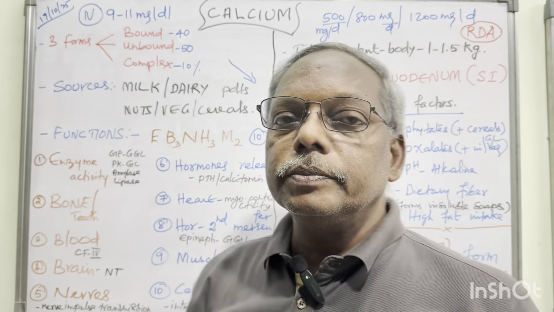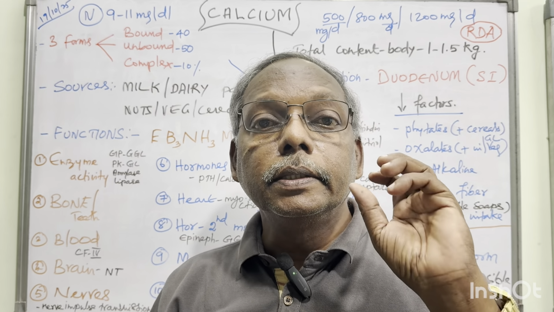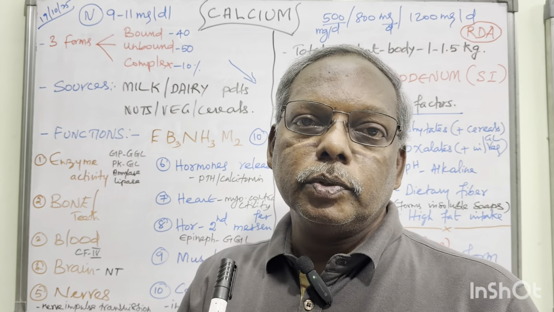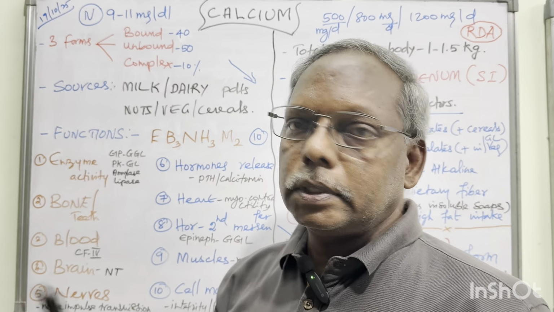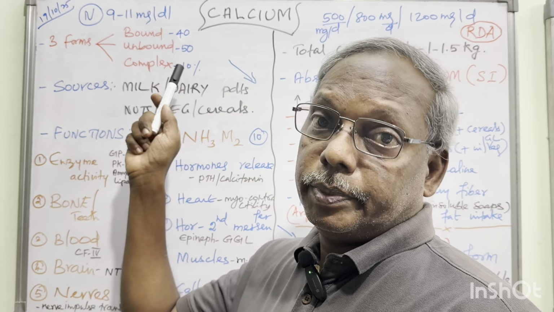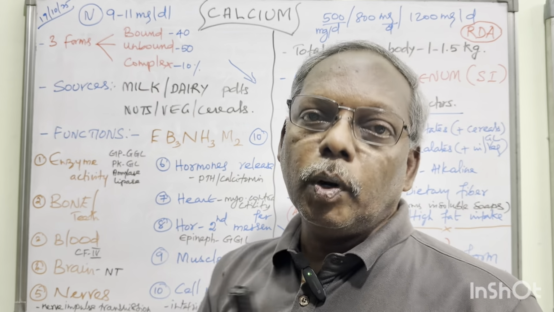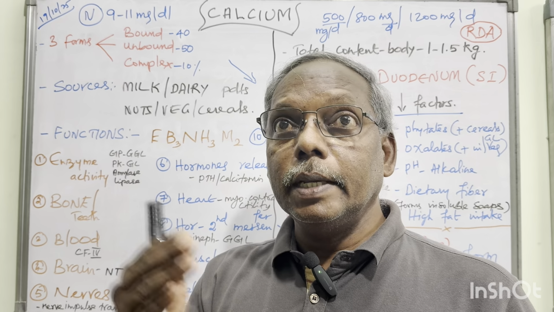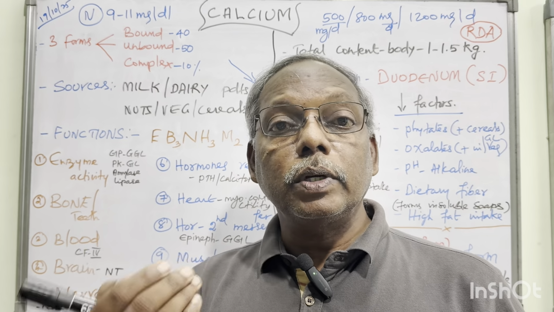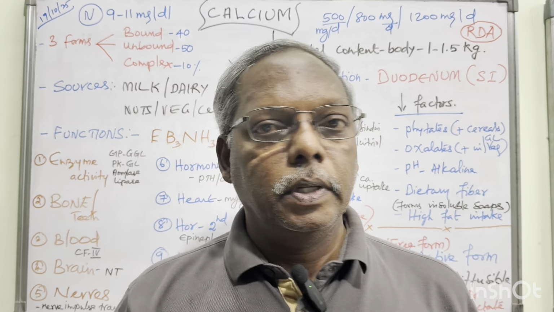Actually, these three forms are a very important MCQ question. Calcium is present in our body in three ways. One is bound, attached with some compounds. Second one is unbound. Third is complex. Complex is only 10%, whereas unbound is 50%. Half of the calcium is in the form of unbound. 40% is bound. That is why in the laboratories, physicians sometimes want to know free calcium, or sometimes total calcium. So you should know about bound form, unbound form, complex form.